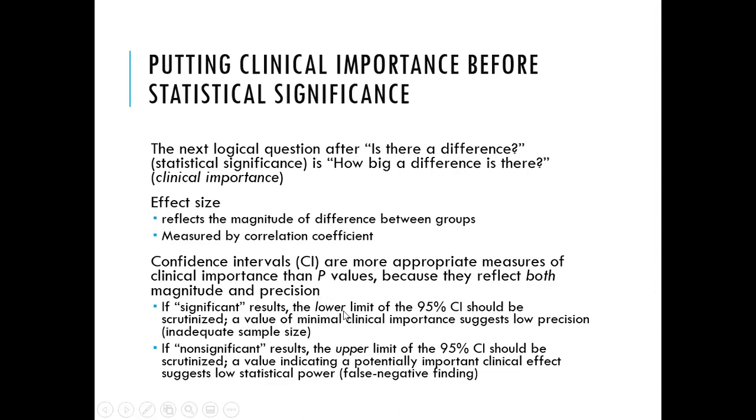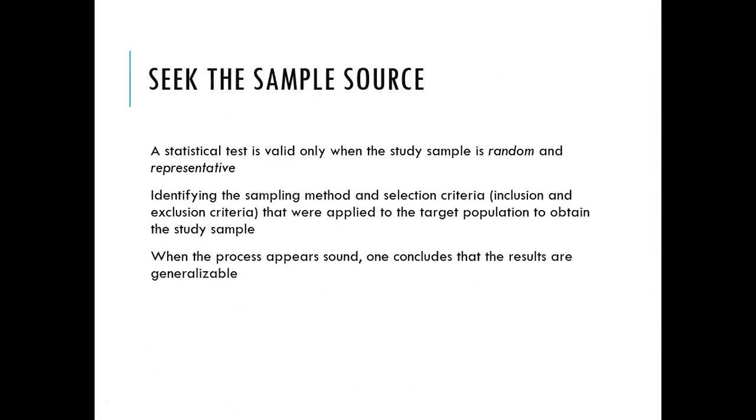In a significant result, the lower limit of the 95% confidence interval should be scrutinized. A value of minimal clinical importance suggests low precision, and if it is non-significant, the upper limit of the confidence interval should be scrutinized, and a value indicating a potentially important clinical effect suggests low statistical power, which is a false negative finding. We need to seek the sample source.